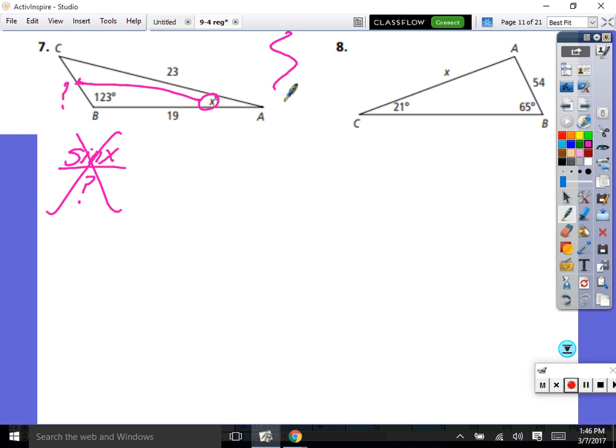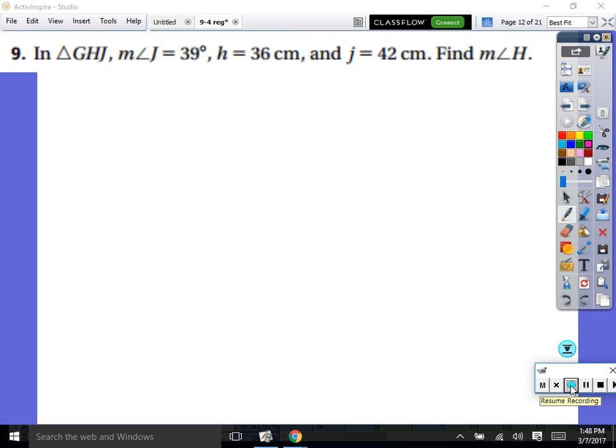So go on to 8. Go on to 8. And you can do that one. This one is harder than the area one. So look. It says, in triangle GHJ, this is the last example, stick with me for one last one. In triangle GHJ, angle J is 39 degrees, side H is 36, and J is 42. Find angle H. You have to draw it correctly or else you are going to get it wrong.